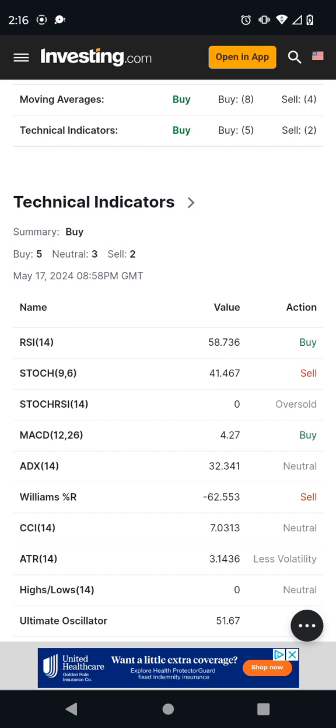But the stochastic RSI says oversold because it went under 20. So after it hits 20, it becomes oversold. Once it hits 80, it becomes overbought. So it's no longer going to say buy or sell; it's going to say oversold or overbought respectively. So that's basically it.